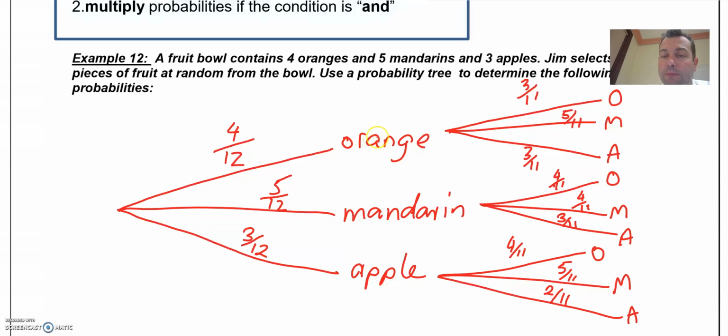To determine the probability, just the same as we do with a tree diagram, of this outcome here, where I get orange, orange, I multiply those 2 things together. 4 twelfths times 3 elevenths would be, here's magic, 1 over 11, because 3 fours are 12, and cancel 12. 1 over 11 is going to be the probability of 2 oranges, etc.